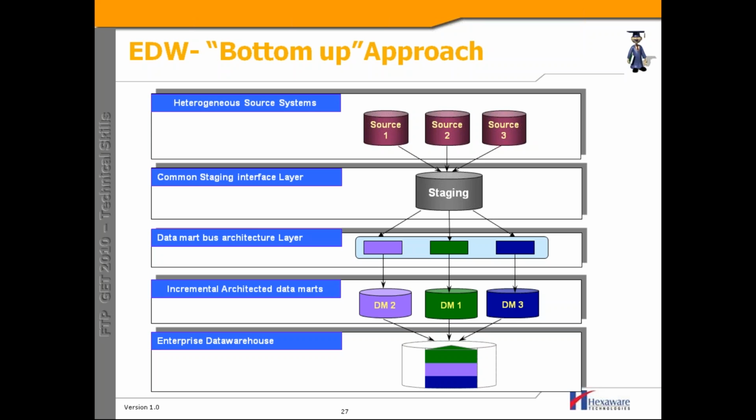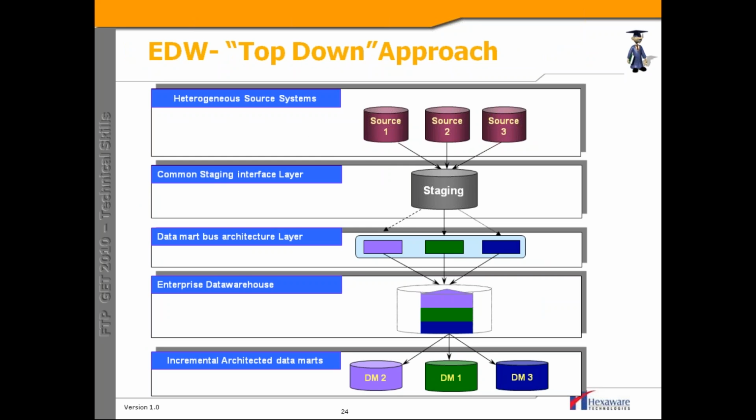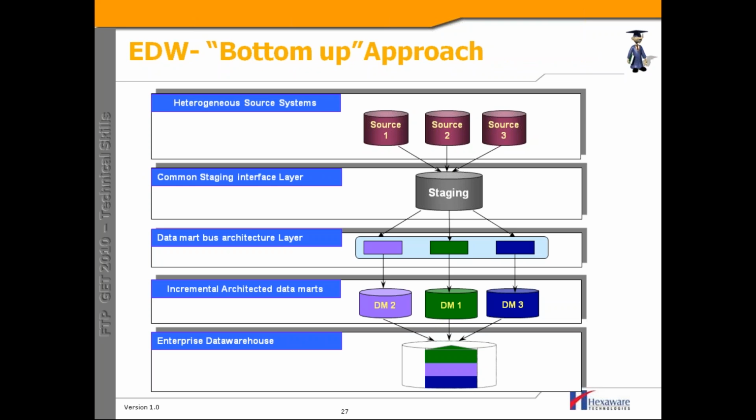Here also you are constructing one enterprise data warehouse, which takes one year. In the top-down approach it takes a long time. That is the reason you go for bottom-up. In bottom-up, what will happen is that in the first two to three months I'll give away the DM2.